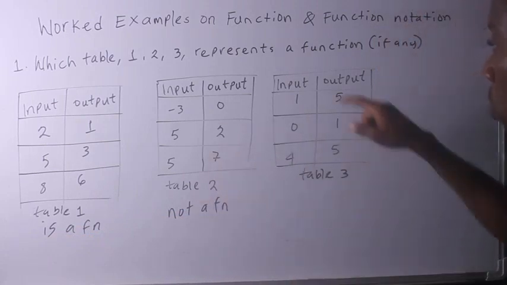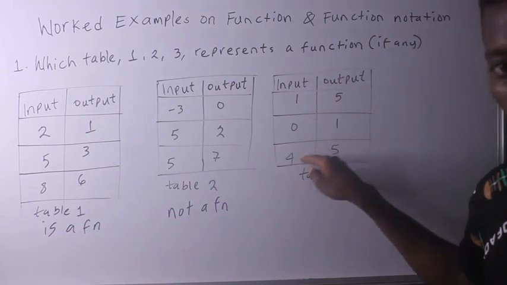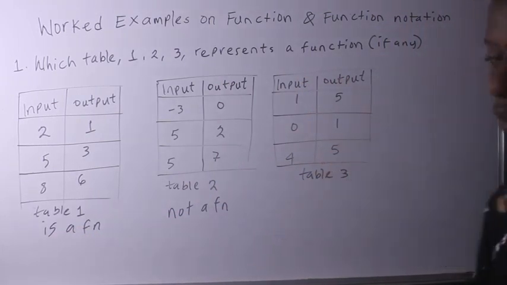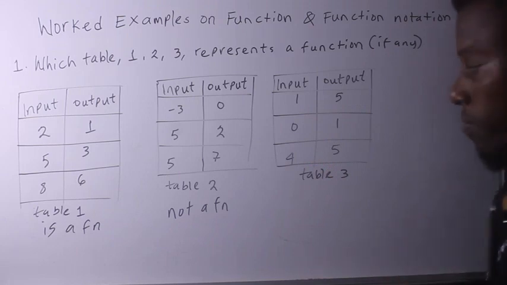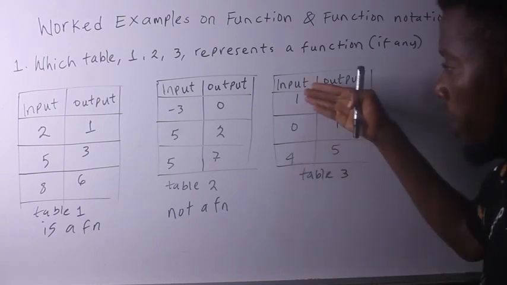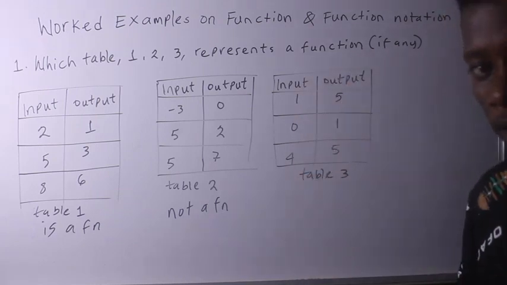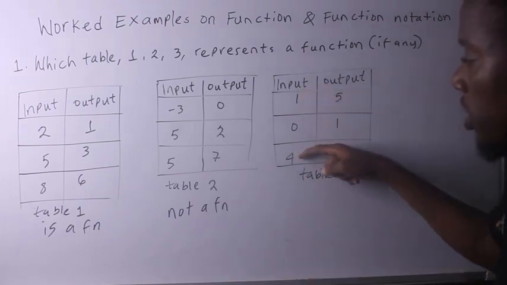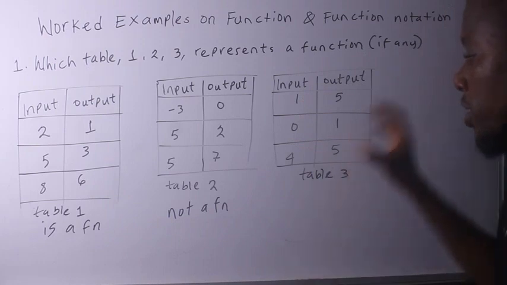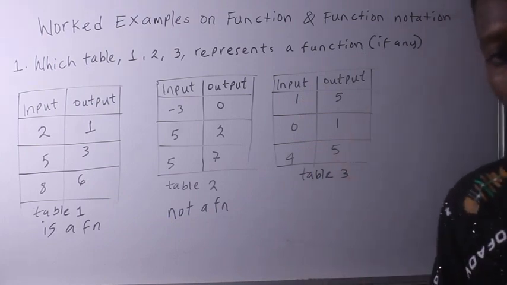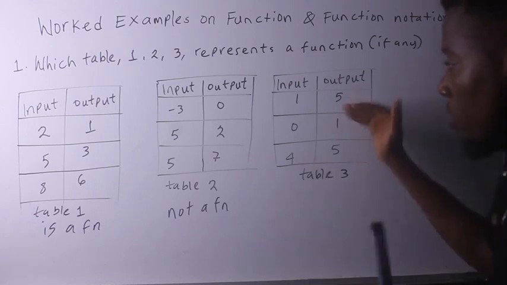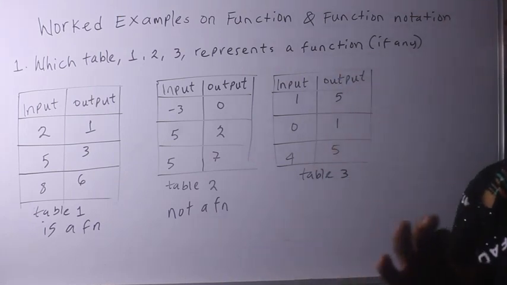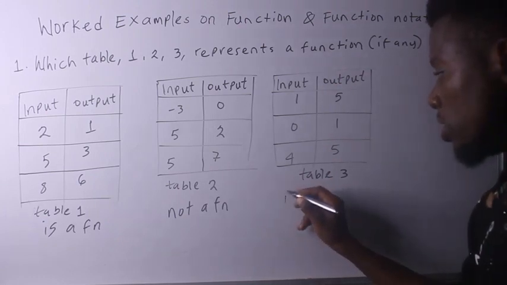Let's look at the third table. We have input values 1, 0, 4, and output values 5, 1, 5. So 1 maps to 5, 0 maps to 1, and 4 maps to 5. Now here we have each input value having only one output value. For the fact that we do not have an input value repeating, we say that this is a function. Why is this a function? Because each input value has only one output value. It doesn't matter if the output value repeats, but the input value should not repeat. So this is a function.